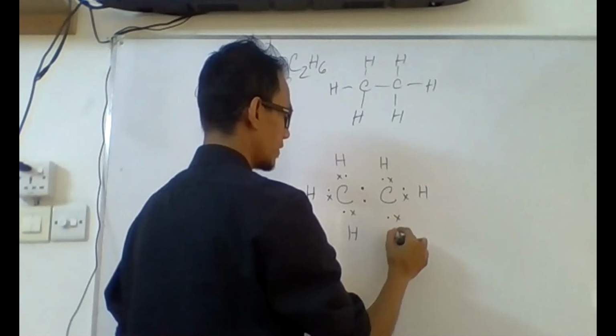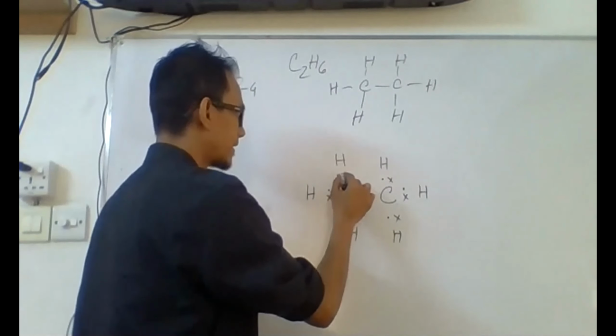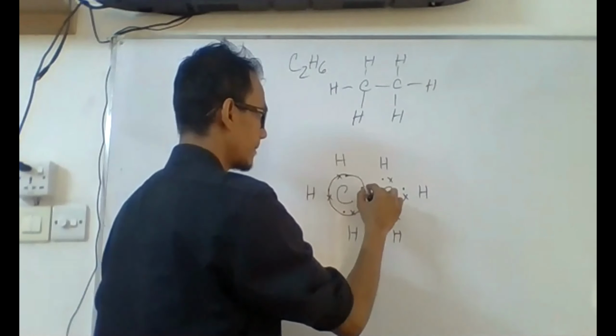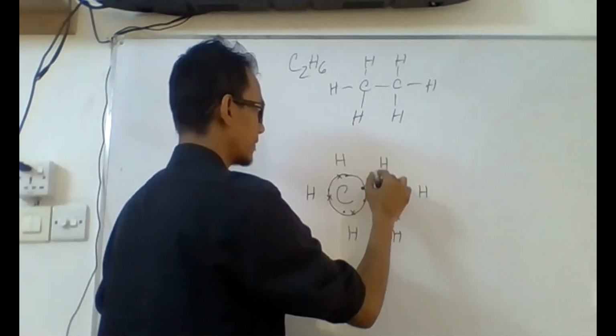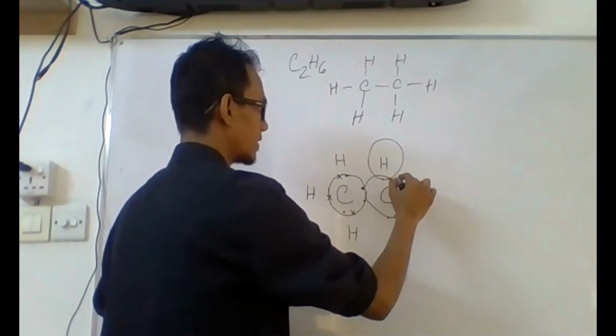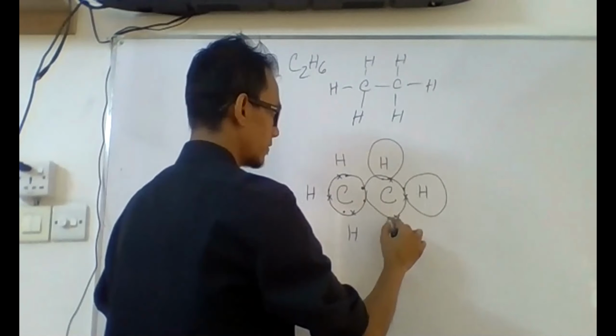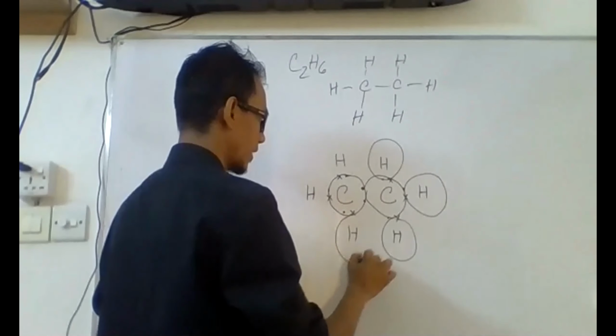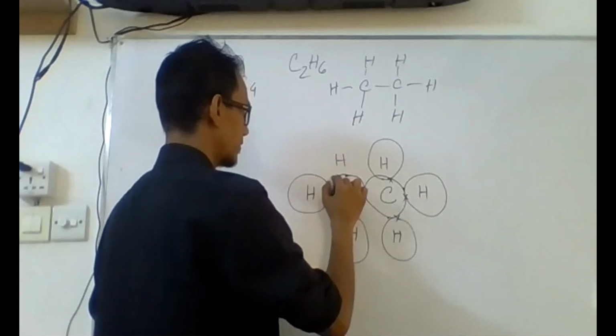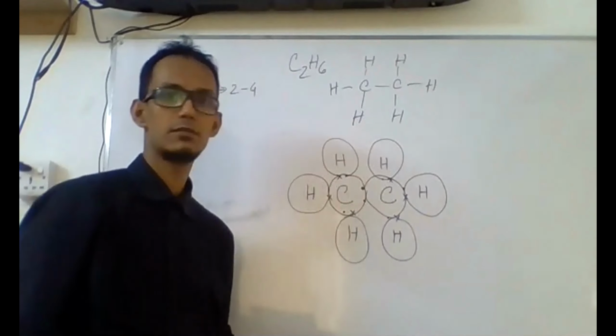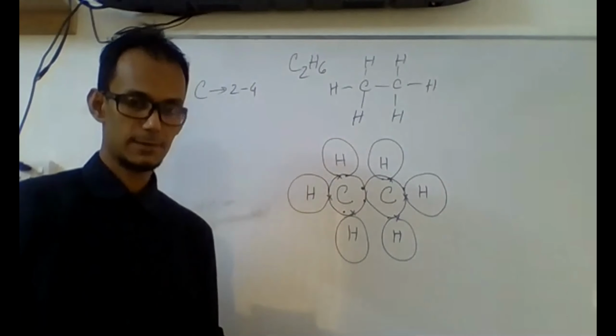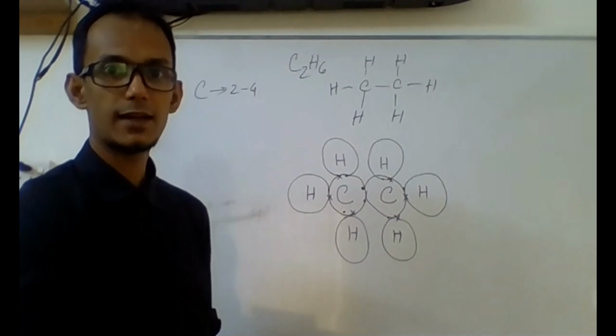And dot cross hydrogen. If you want to make a circle you can make it, see, circle. Then carbon hydrogen, carbon hydrogen, carbon hydrogen. Do you understand how to draw it?